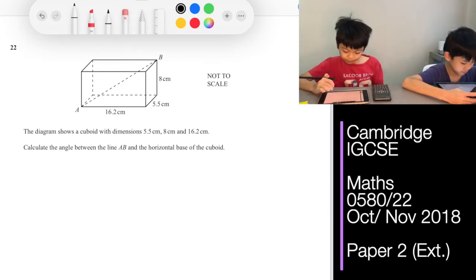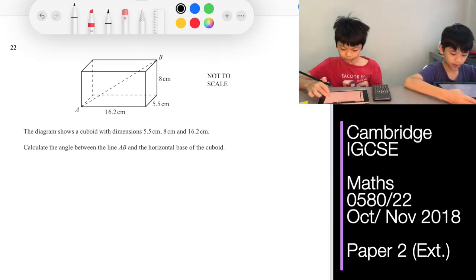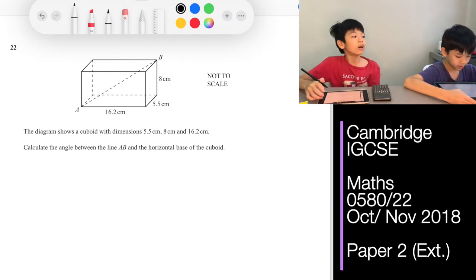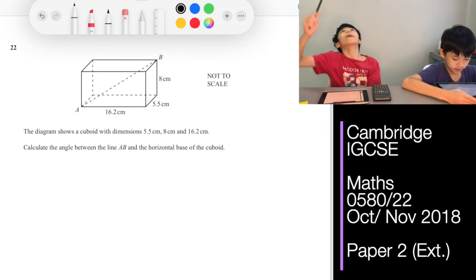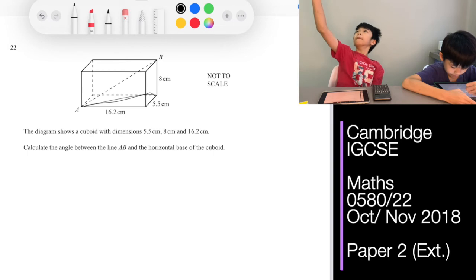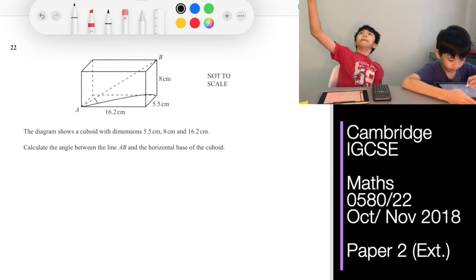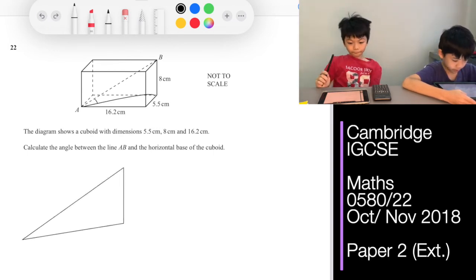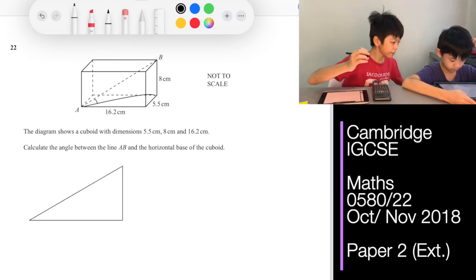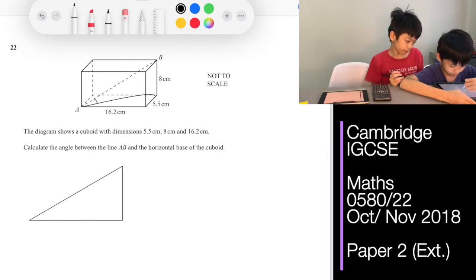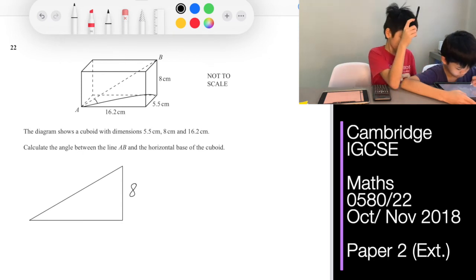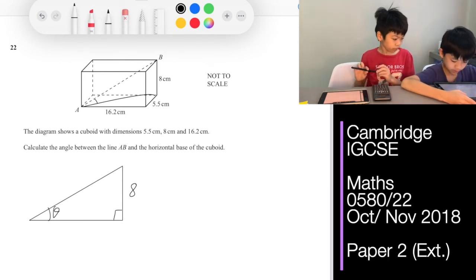Okay, for question 22, the diagram shows a keyboard with dimensions 5.5 centimeters, 8 centimeters, and 16.2 centimeters. Calculate the angle between the line AB and the horizontal base of the keyboard. So that means it is this angle. Firstly, we get the triangle. The height is 8, and we're looking for this angle, and this is 90 degrees.